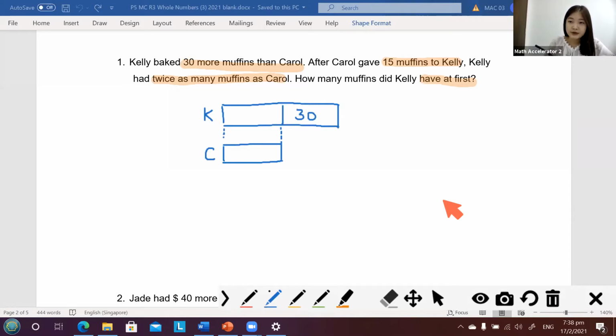Let's carry on reading the question, to see if we need to add on to the model. After Carol gave 15 muffins to Kelly, so Carol gave to Kelly 15, we're going to take away this 15 muffins from Carol. So let's take away 15. You can put minus 15 here, so we know we're going to take it away.